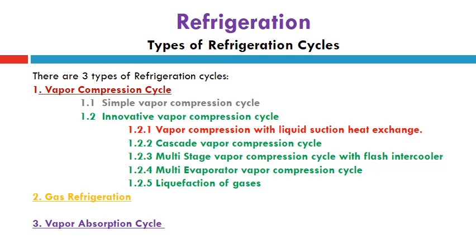Section 1.2.5, liquefaction of gases, which may be used in industry to liquefy the natural gas and transform it to LNG, then to facilitate its transportation during marines. The second part is number 2, gas refrigeration, which is discussed in lecture number 10, and it's acting like a reversed Brayton cycle. Also, the third part is the vapor absorption cycle, which will be discussed also in lecture number 10.